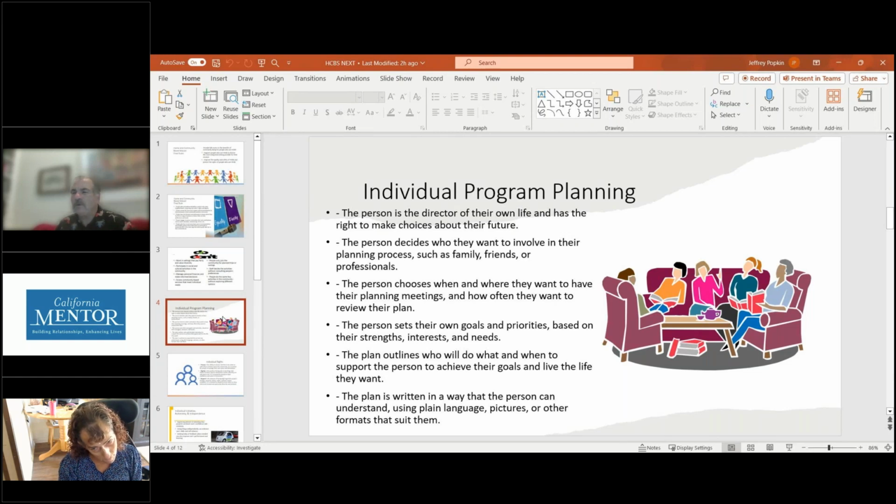So we should be thinking about where we're going to go, what we're going to do, how we're going to plan that, and how do we do that in a way that's as integrated as possible with the general community.